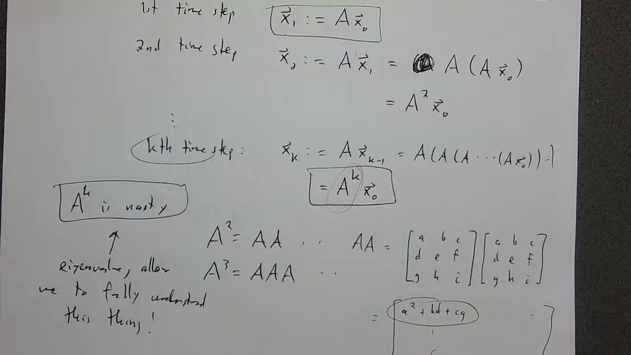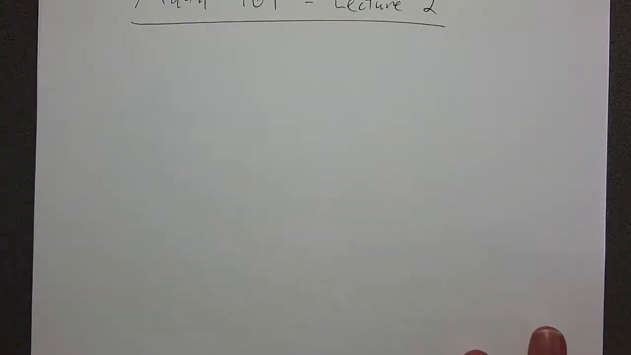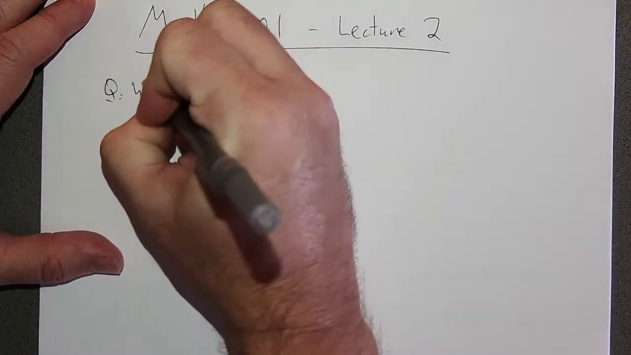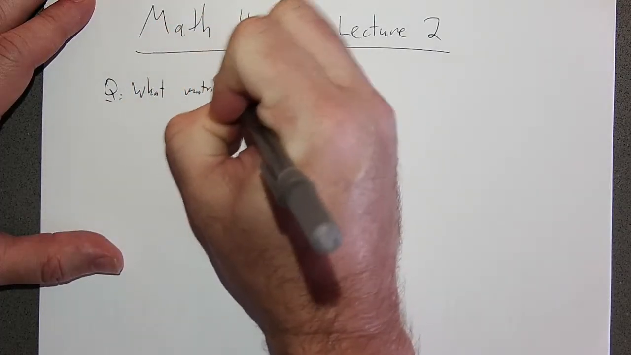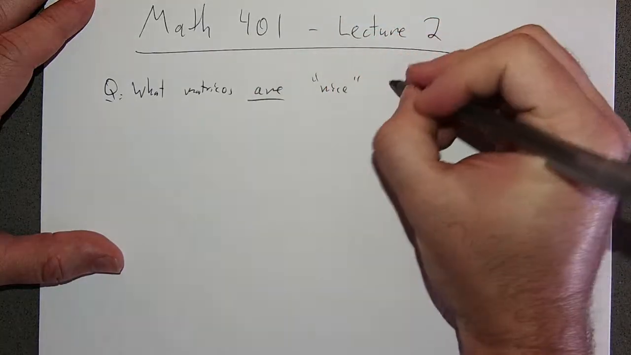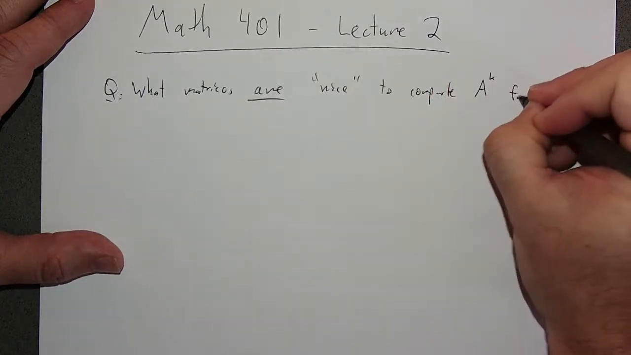But it seems that computing powers of matrices is not super nice. So what do we do? Well, first we might hope that we are dealing with a matrix that is nice to compute these powers of. And so maybe here's a question to start with: what matrices are nice to compute some A to the k for?